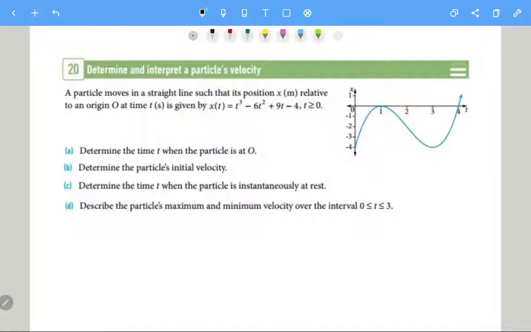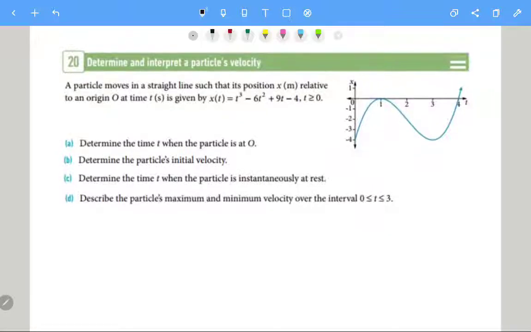Now that we've been playing around with velocities and distance, let's do some more with the velocity part of it. A particle moves in a straight line such that its position x in meters relative to an origin O at time t seconds is given by x of t equals 2t cubed minus 6t squared plus 9t minus 4. Determine the time t when the particle is at the origin.